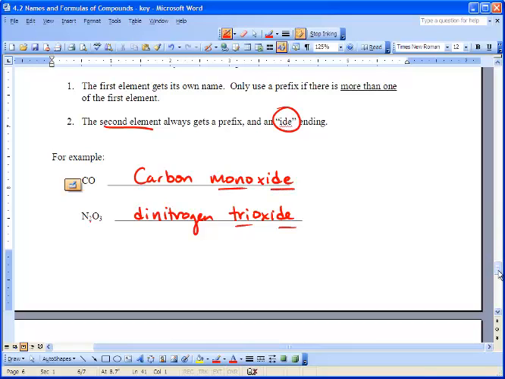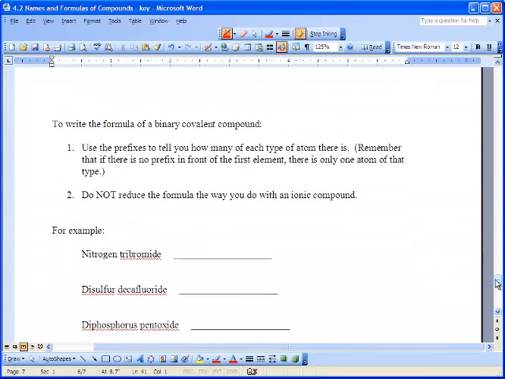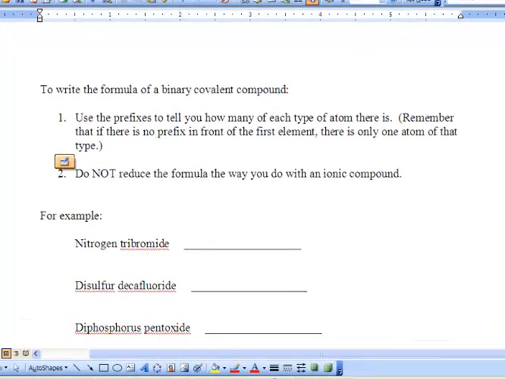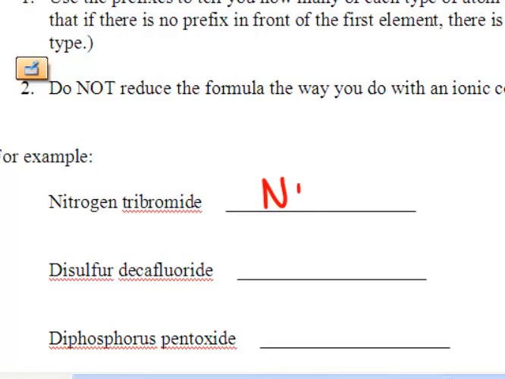Let's flip to the next page, please. So we've done the naming. Now we're going to write the formula from the names of a binary covalent compound. We use the prefixes to tell us how many of each atom there is, and then do not reduce the formula the way we do an ionic compound. So we've got nitrogen tribromide. So we've got NBr3. And that tells us that there is one nitrogen and three bromides.